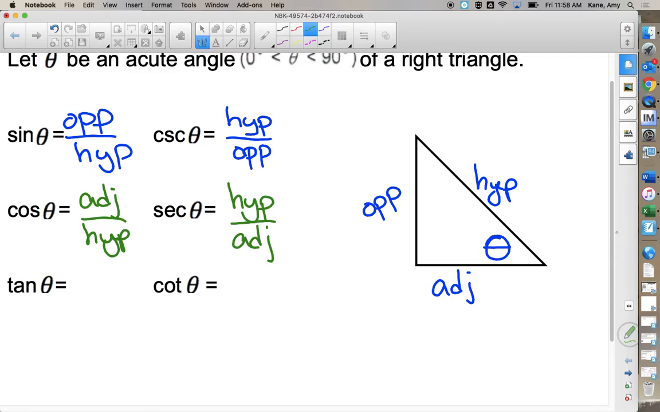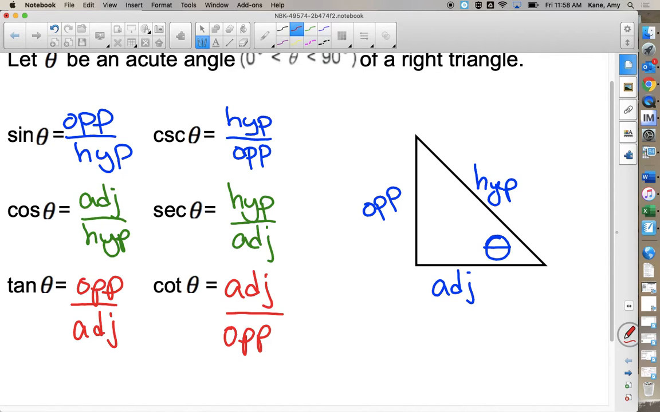And tangent? Oh, I'm sorry. Opposite over adjacent. Opposite over adjacent. And the cotangent is? Adjacent over the opposite.